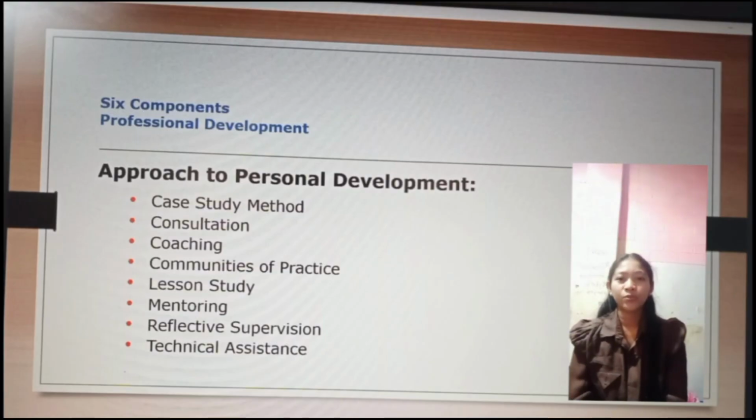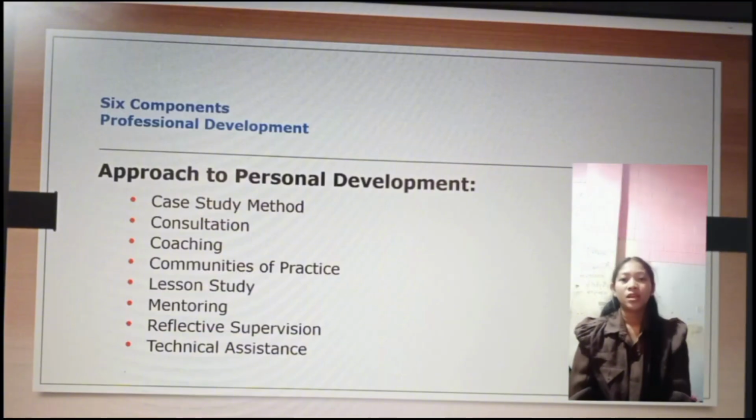Next, reflective supervision, a process where individuals reflect on their work experiences with a supervisor to gain insights, improve their skills, and address challenges. Example, a social worker meeting with their supervisor to discuss their cases, reflect on their interactions with clients, and develop strategies for improving their practice.